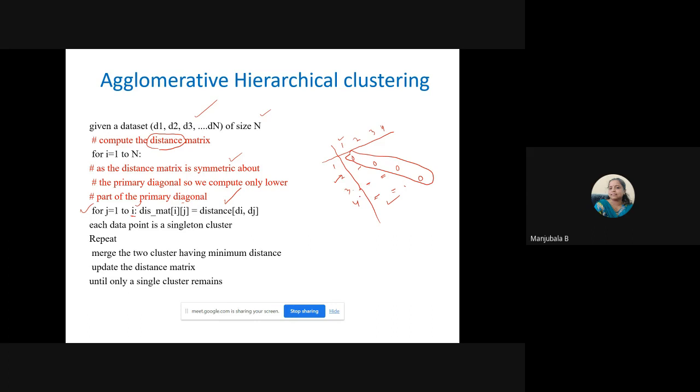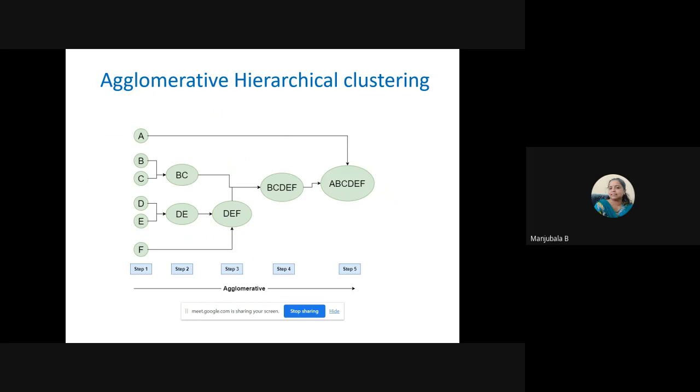Initially, we assume each data point is a single-turn cluster. Then we merge the two data points having minimum distance into a cluster. Then we have to update the distance matrix until only a single cluster remains. If you are able to cluster all the data points into a single group, at that point we stop. So let us do one example of how this works.